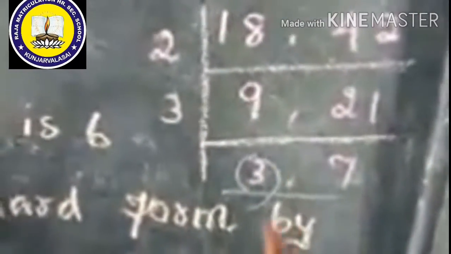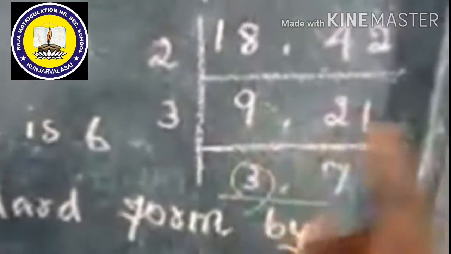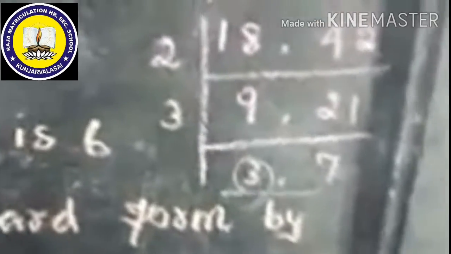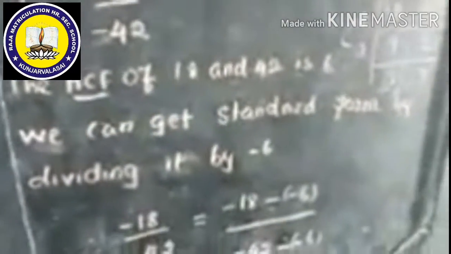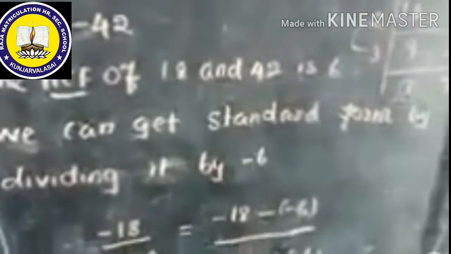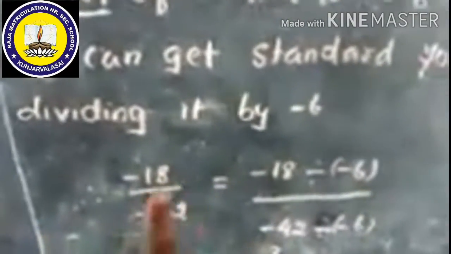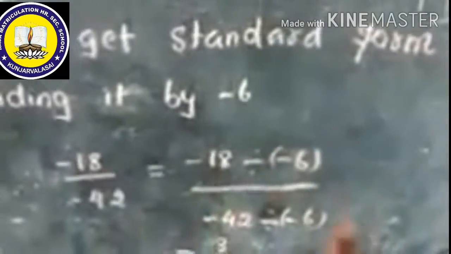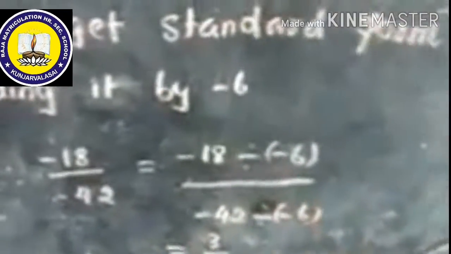We can get the standard form by dividing by minus 6. Why are we choosing minus 6? Because the denominator is minus, so divide by minus 6. Therefore minus 18 by minus 42 is equal to minus 18 divided by minus 6 over minus 42 divided by minus 6. Minus minus cancel and minus minus cancel. Now 18 by 6, what is the answer? 18 by 6 means the answer is 3. And 42 divided by 6, the answer is 7. Therefore, 3 by 7 is the answer. Thank you, students.